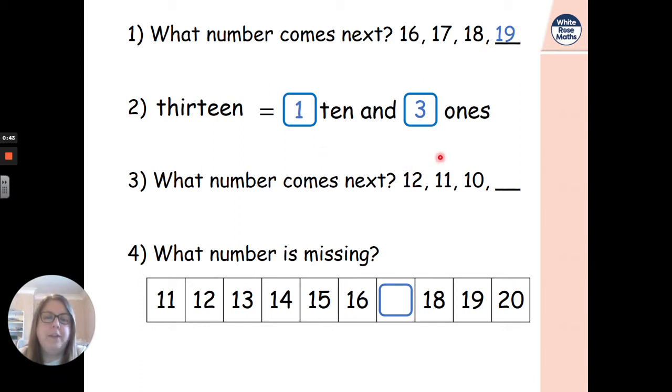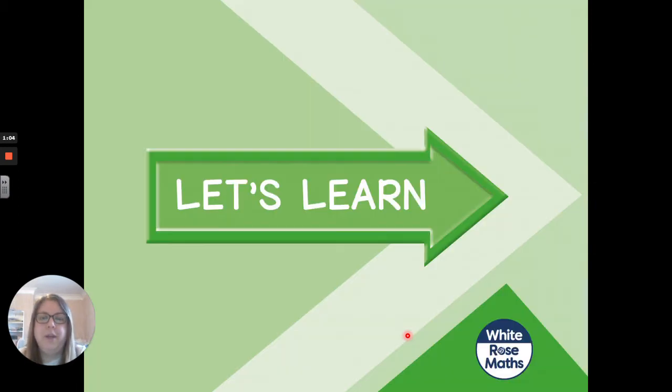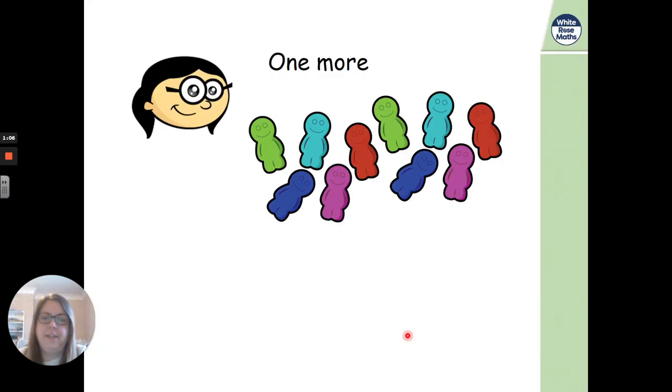What number comes next then? We've got 12, 11, 10, 9. Well done, that was going backwards, wasn't it? And then what number is missing on my number track here? Have a look around the numbers. What number is missing? You should really need to go back to the beginning, but if you do, count along to find what number is missing. Yeah, it's number 17, isn't it? Well done. Perfect.